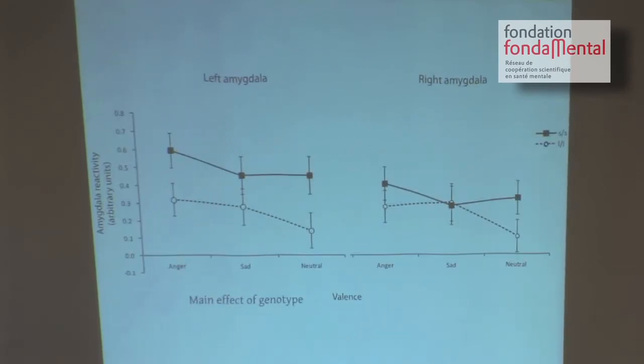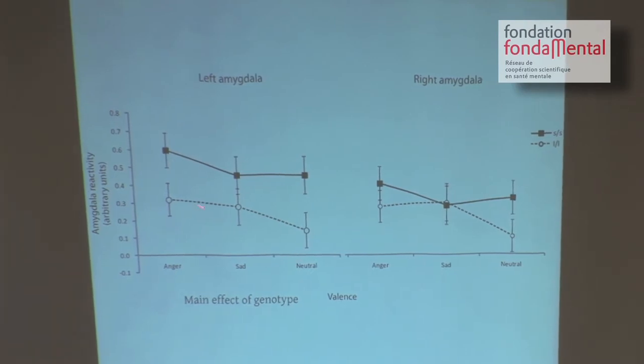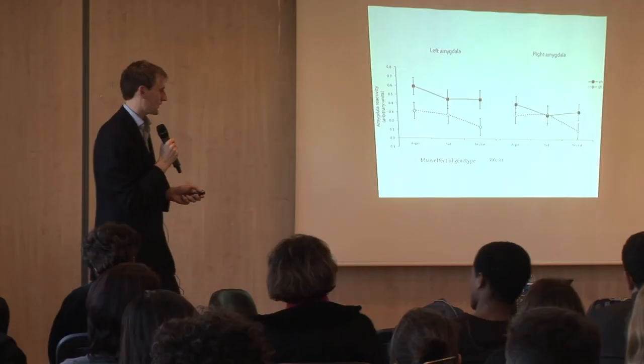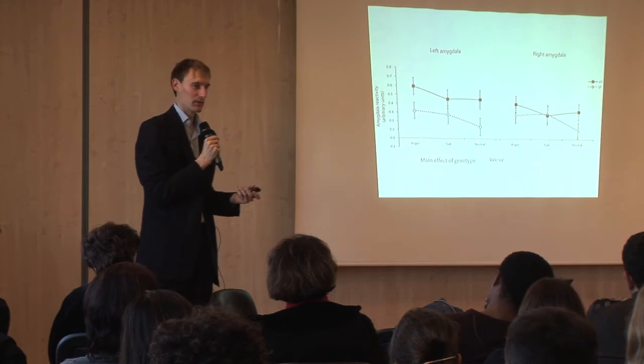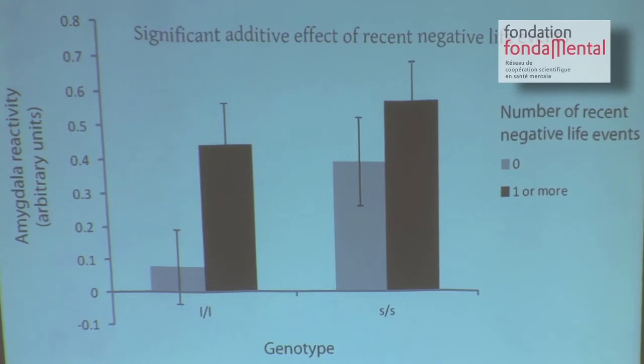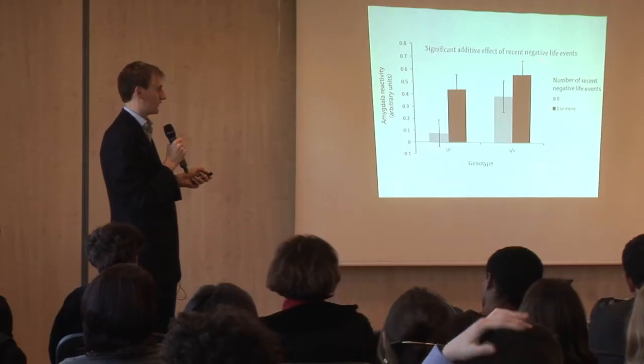To quickly go over the results, we found a main effect of genotype in the left amygdala, with those with the SS allele demonstrating greater amygdala reactivity, regardless of the valence of the face. So they showed greater amygdala reactivity compared to the other allele group, which replicated the previous Hariri paper. In addition, we found no effect of childhood adversity upon amygdala reactivity, no effect of previous psychiatric illness, but we did find a significant contribution from recent negative life events.